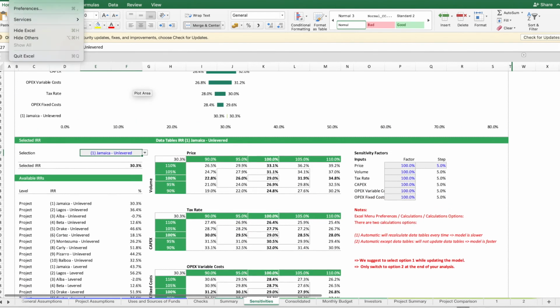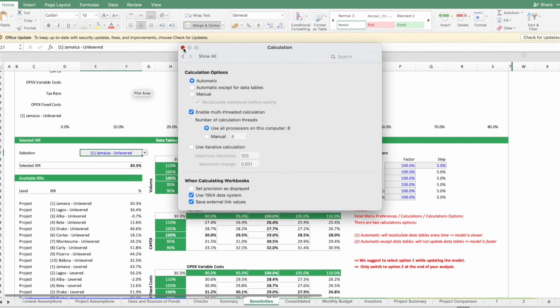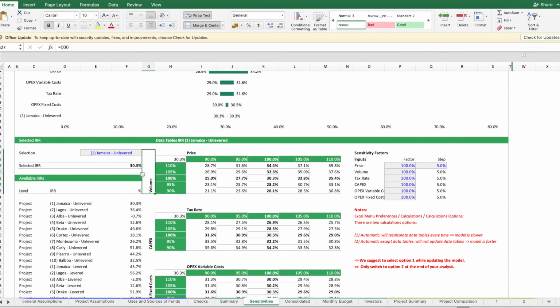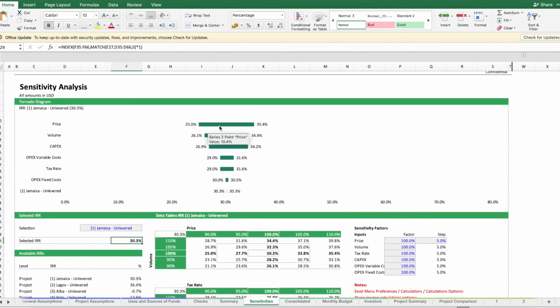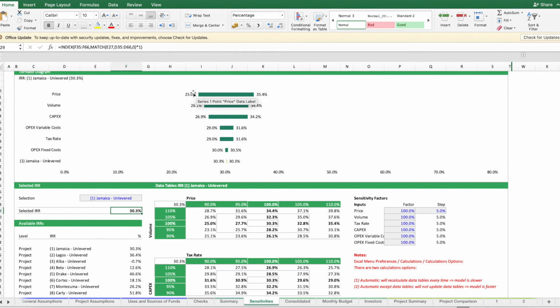And these tables are not updating automatically, just to save a bit of CPU. But if we update those, you see now the model takes a while to update. I cannot click, but then it gets updated. So we have here the unlevered IRR for Jamaica, and we can then run a tornado diagram and see exactly how any change in price, for instance a 5% change in price up or down, in this case actually 10% up or down, will look.